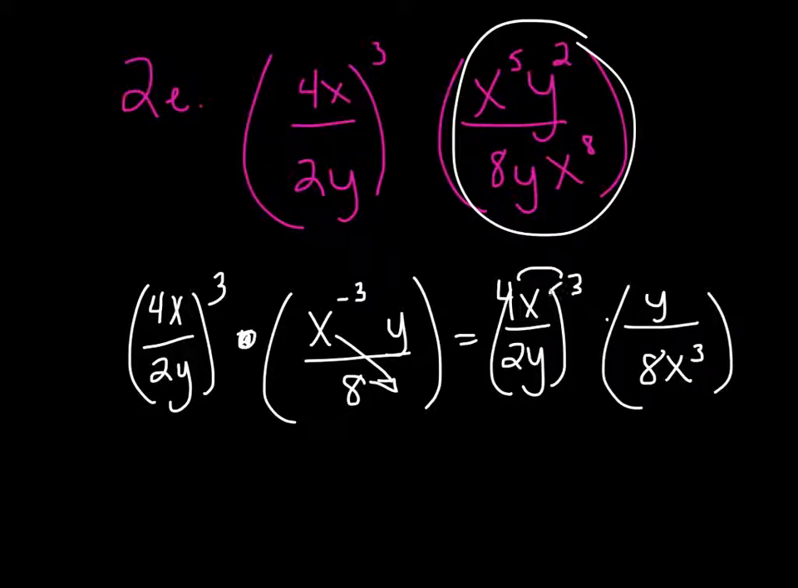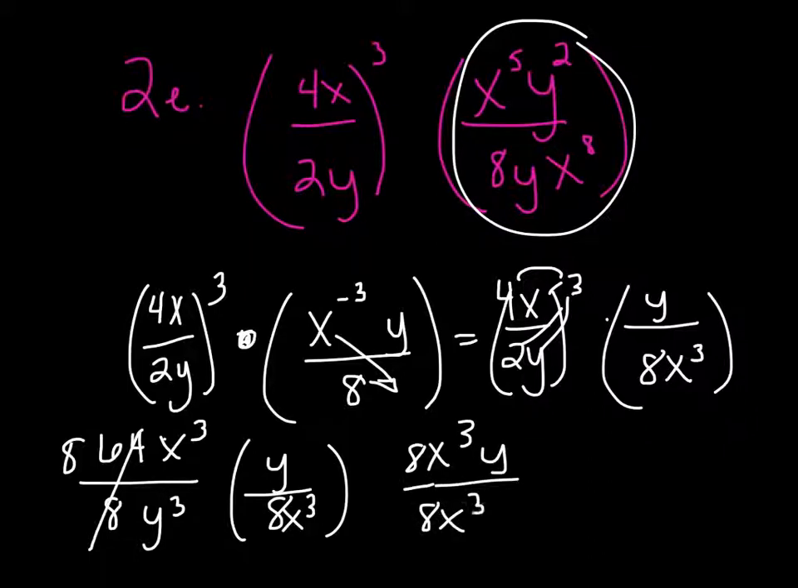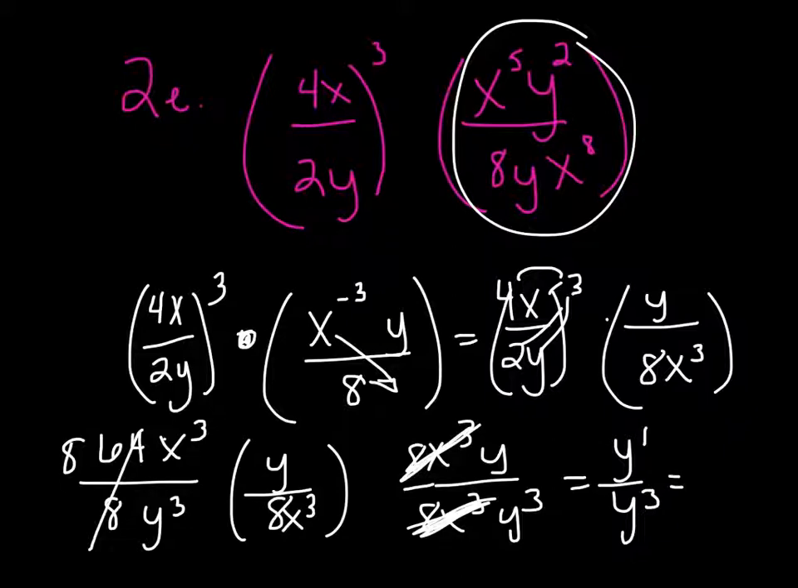I'm going to distribute this 3 to all the parts. So I'm going to have 4 cubed, which is 64, x cubed over 8y cubed, times y over 8x cubed. So this simplifies to 8x cubed over y cubed. I'm going to multiply across the top. I'm going to have 8x cubed y over 8x cubed y cubed. Notice how these are both on top and bottom, so I'm just going to cancel that out. So I have y over y cubed. Subtract 1 minus 3, which would be negative 2. Drop that down, and I have 1 over y squared as my answer.